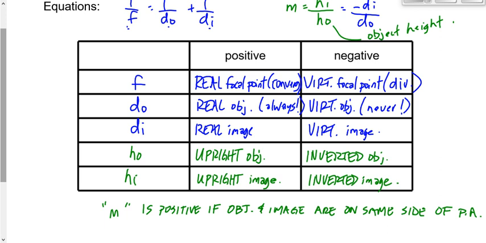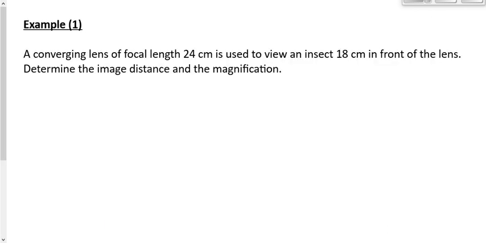Okay, we're going to do a couple examples. One right now. This is example 1 on the handout that I gave you earlier on. It says a converging lens of focal length 24 centimeters is used to view an insect 18 centimeters in front of the lens. We want to determine the image distance and the magnification. A converging lens. I'm going to circle that. Every time I see a lens or a mirror, which we're going to do in a few days here, I'm going to circle it and draw attention to that.